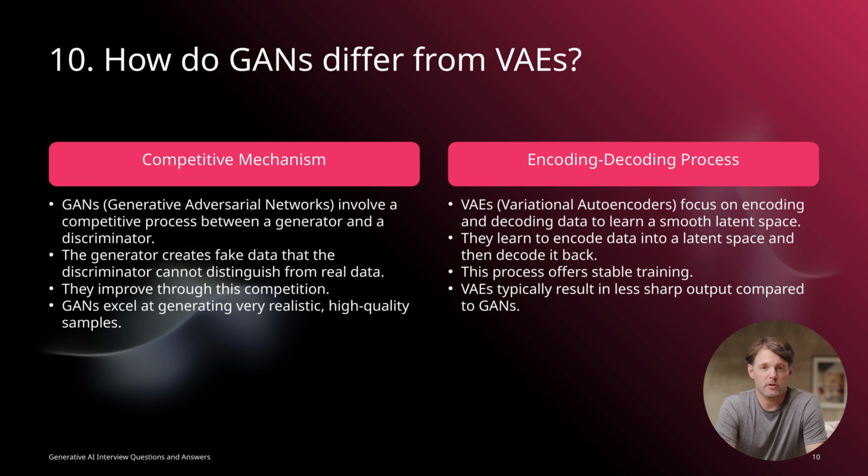VAEs, variational autoencoders. Think of them as learning a compressed, understandable data representation. They learn to encode data into a latent space and then decode it back. VAEs are good for learning the underlying structure of the data and generating new samples by exploring this learned space.